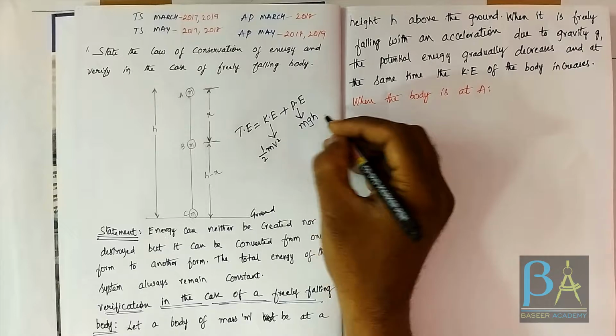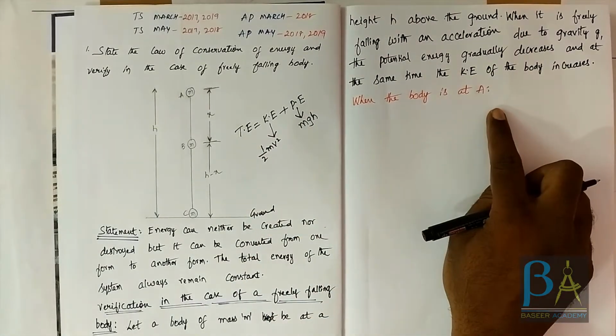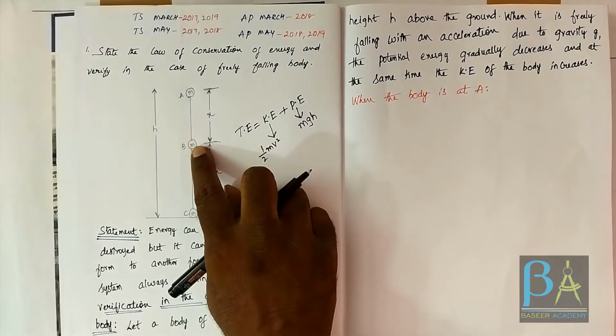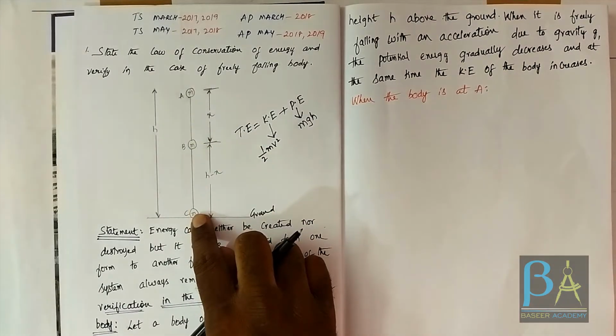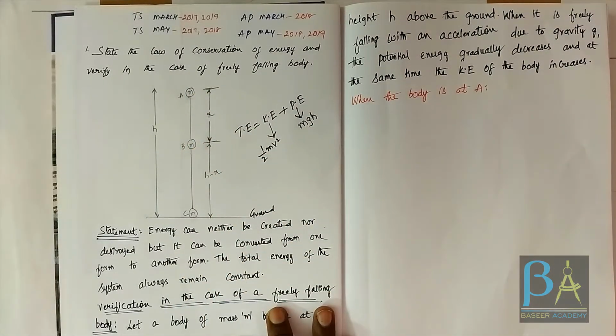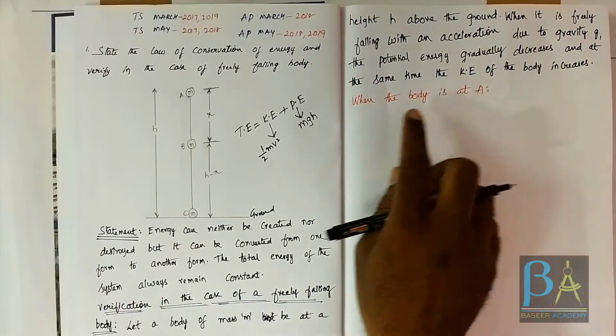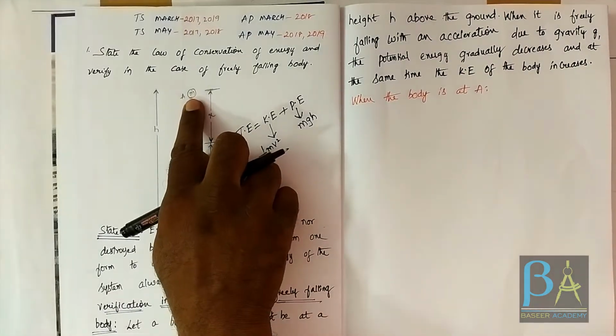Now we'll find out the total energy at point A, the total energy at point B, and then the total energy at point C, and we'll check if the total energy at point A, point B, and point C remains the same. When the body is at point A, the final velocity is obviously 0.